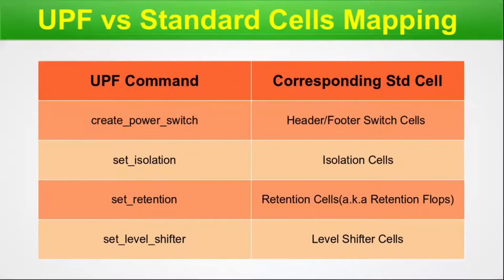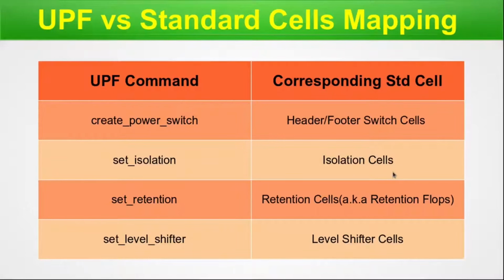So here we have, let me bring my mouse pointer. The UPF command is create power switch. Corresponding cells are header or footer switch cells. These are picked up from your standard cell library. Now, again, the next command is set isolation. This command picks up isolation cells from your standard cell library. These commands are used in your UPF deck and these are coming into your actual design to implement these commands.